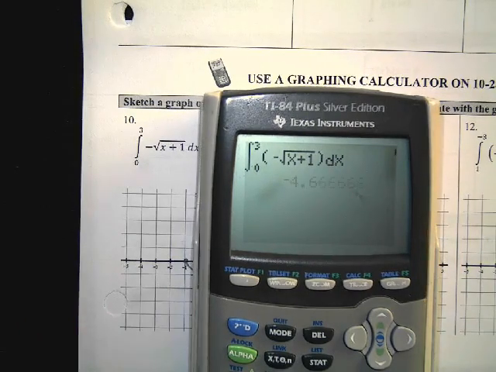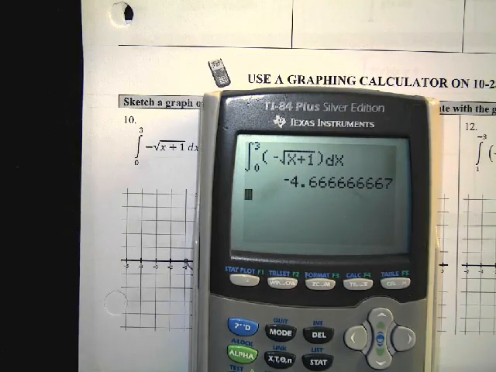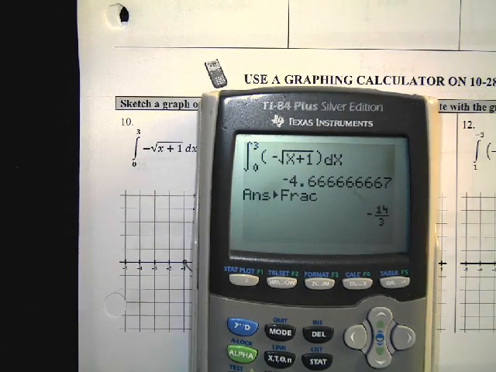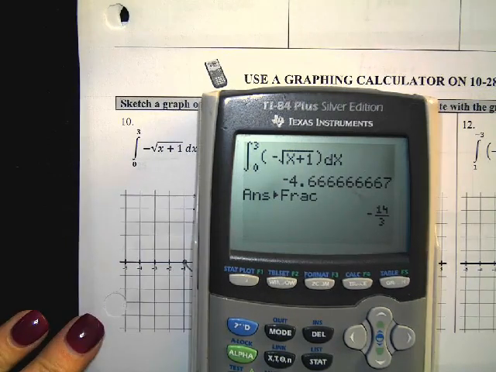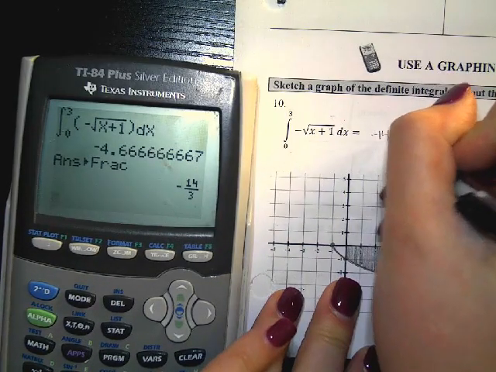All right, so you should be getting negative 4.6666666666667. What happens if you get 9 answers? You have a typo somewhere. Like, I had a typo yesterday that bugged me for like 20 minutes. So the area there is negative 14 thirds.